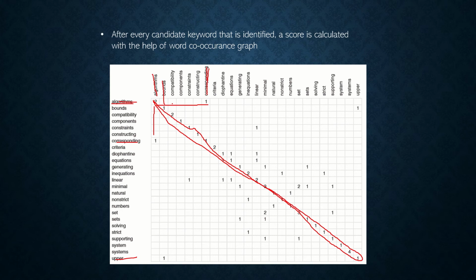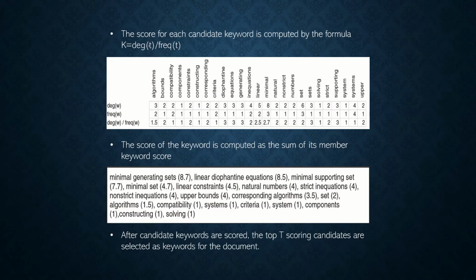So why are we calculating this? Because we have to calculate k. The formula of k is degree of t upon frequency of t. We have the degree, we have the frequency, so we have calculated the k.